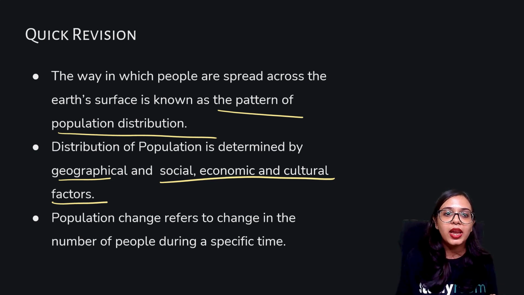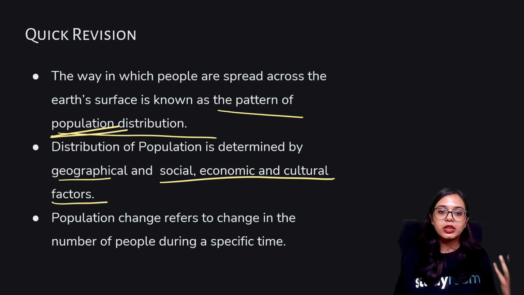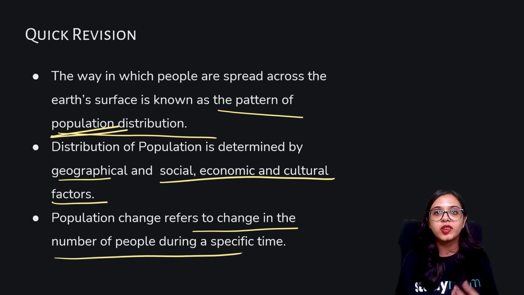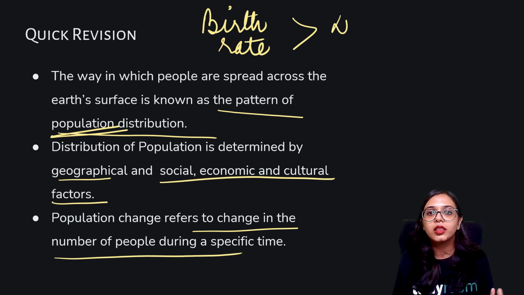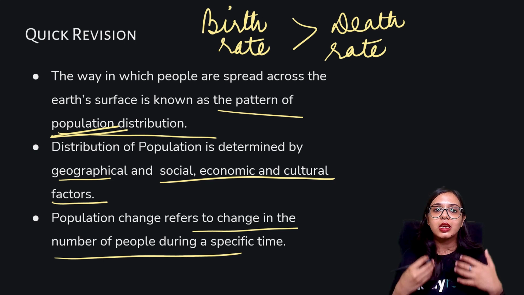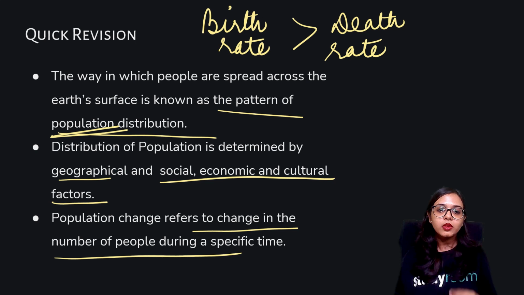And this spread can be studied by assessing the population of a particular area, and population change refers to the change in number of people during a specific time. This change in number of people is owing to two factors, that is birth and death. So if the birth rate is higher than the death rate, then we can say that the population of a particular area is increasing, right? Population change happens when there is a difference between the birth rate and the death rate.